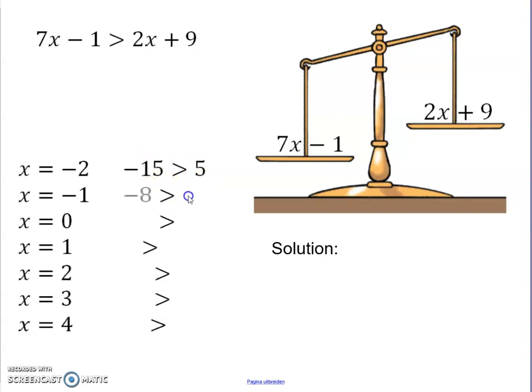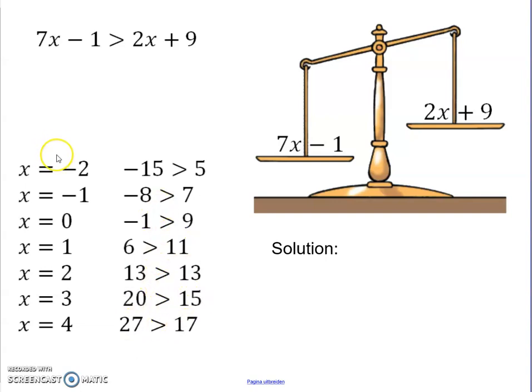Let me show you some of those solutions we found over here. We were just filling in values of x on the left and also on the right, and then we looked at the inequality and, well, not everything we found was correct. For example, minus 15 is not greater than 5. So we did find a lot of solutions that were not correct. All those ones were not correct. We did also find some correct solutions, those two.